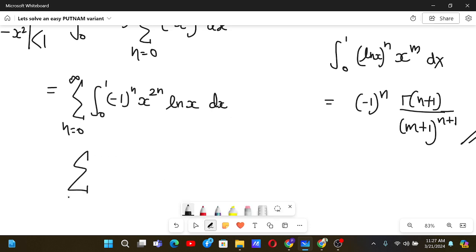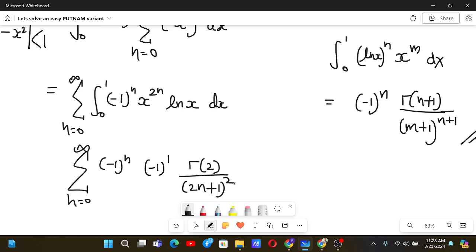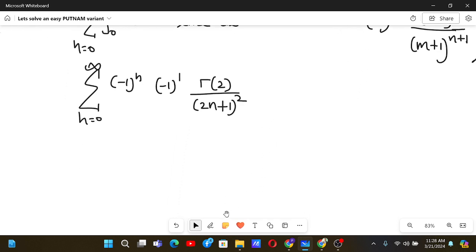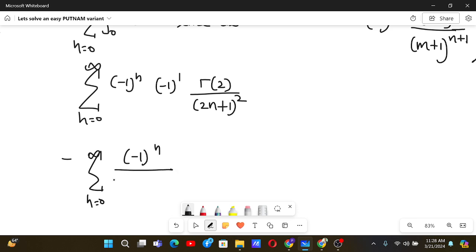We get the sum from n equals 0 to infinity of minus 1 to the power n, and then from this we have minus 1 to the power 1, and then gamma of 2 by 2n plus 1 whole square. Now we can take minus 1 outside the sum, and this is the sum from n equals 0 to infinity, gamma of 2 is 1, so this is minus 1 to the power n by 2n plus 1 whole square.